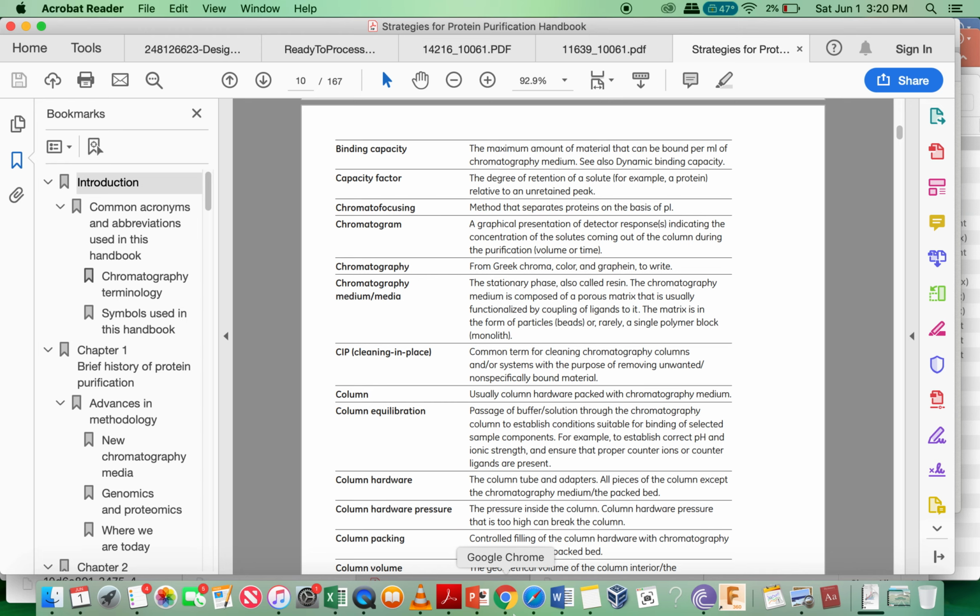Binding capacity, the maximum amount of material that can be bound per ml of chromatography medium. Capacity factor, the degree of retention of a solute, for example a protein, relative to an unretained peak.